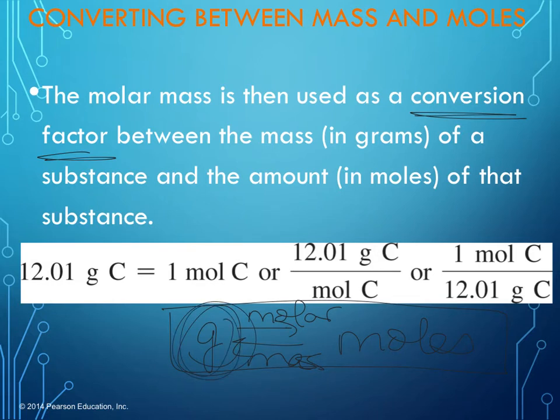So, for example, if we have 12.01 grams of carbon, and that's the average atomic mass for all of the carbon isotopes that you will see in the periodic table, that means we have 1 mole of carbon. And so the conversion factors we could use, depending on the units we're trying to cancel, would be here.